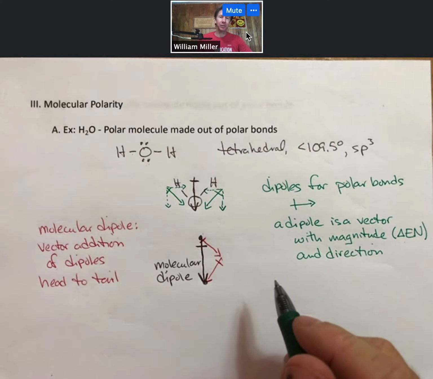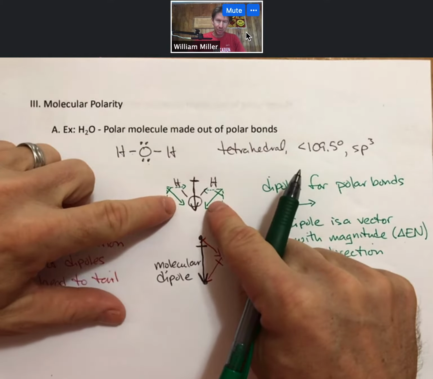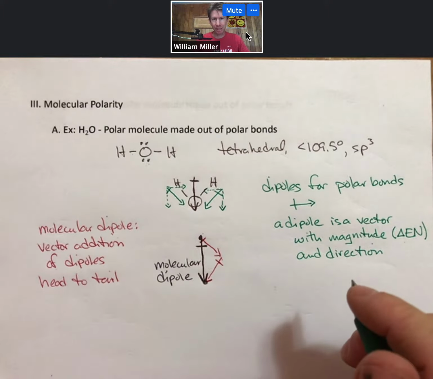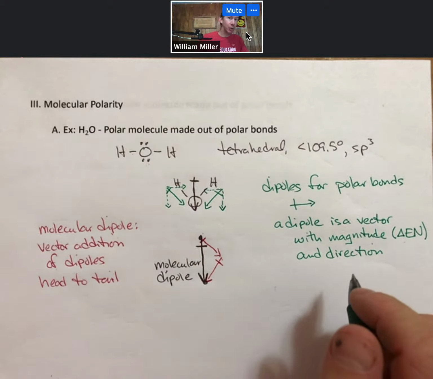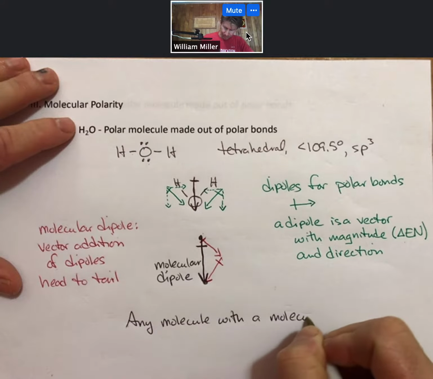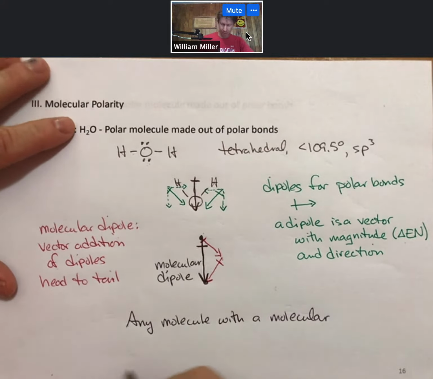And so without doing vector addition, just by looking at the two dipoles, we can get a sense that it would go down. And the most important thing for us, we will see, is just knowing whether the dipoles cancel out or don't cancel out. And these definitely do not cancel out. That means, and I guess as our final statement, any molecule with a molecular dipole is polar. Any molecule with a molecular dipole is polar.